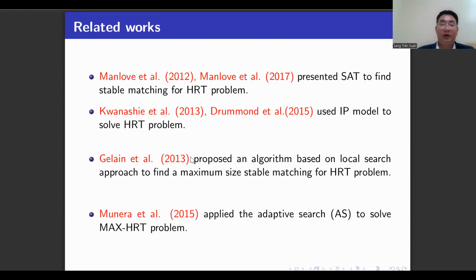For the related work, in recent years, almost all the algorithms that have been proposed to solve MAX-SMTI or MAX-HRT are approximate approaches, since MAX-HRT is an NP-hard problem. And you can see here the approach by Manlove et al. for stable matching in the HRT problem. Some other researchers also proposed adaptive search, AS, for solving the MAX-HRT problem.